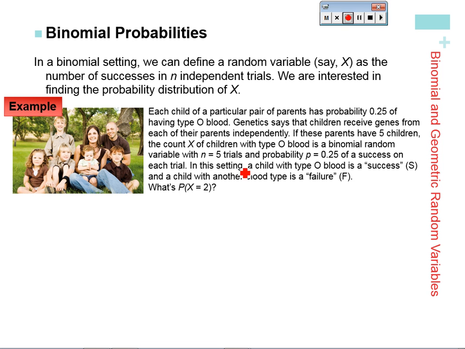So as we look into some different things involving binomial probabilities, the example here says in a binomial setting we can define a random variable as the number of successes in n independent trials. We are interested in finding the probability distribution of X.